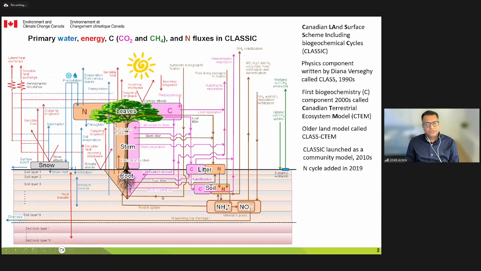I just want to start off by showing this schematic that shows that the model has grown over the years. In the past, of course, it did only the water and energy fluxes, which is what you need for the physical processes. But over the years, we have included the carbon cycle in the model, and now the model also has a nitrogen cycle. We have a standalone version of the model that we run offline all the time operationally for the Global Carbon Project. And it's always at the bleeding edge.